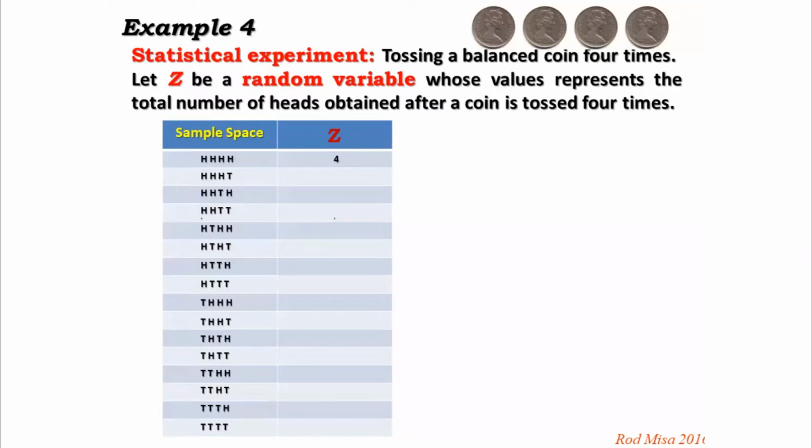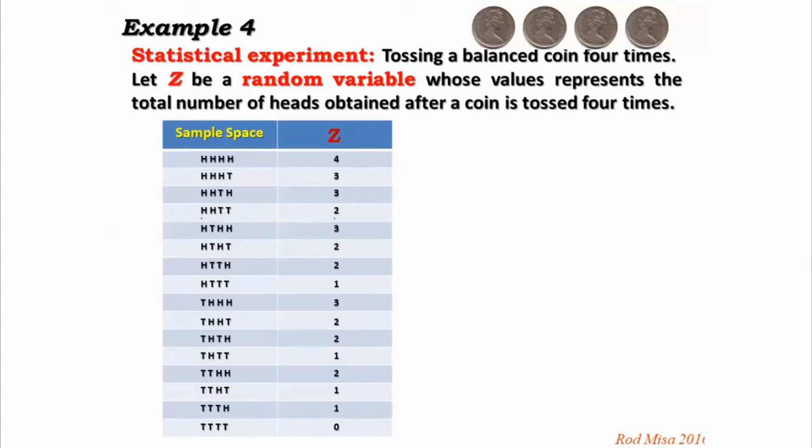And the next one is 3, since we have only 3 heads out of the 4 tosses of the coin. Then 3, then 2, then 3, 2, 2, 1, 3, 2, 2, 1, 2, 1, 1, and 0. Since our random variable z represents the number of heads, you just count how many heads are in the outcome.